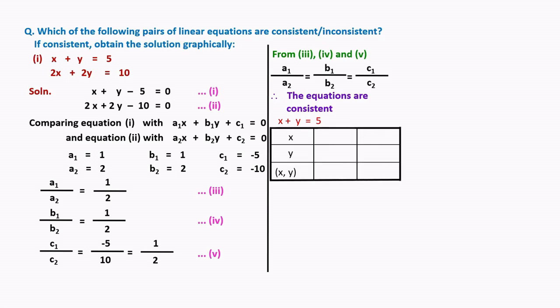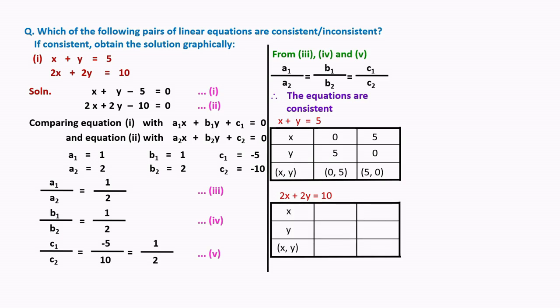Take equation 1, x plus y equals 5. If x equals 0, then y equals 5. If y equals 0, then x equals 5. For equation 2, 2x plus 2y equals 10. If x equals 0, then y equals 5. If y equals 0, then x equals 5. Both equations give the same points, so both lines overlap exactly.